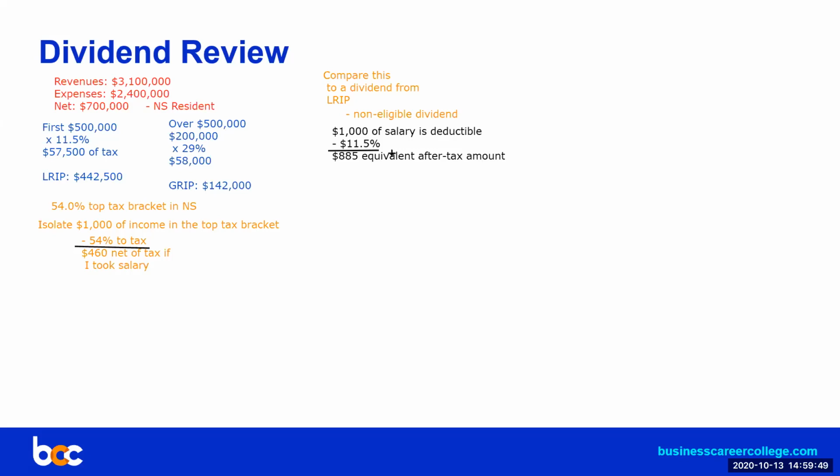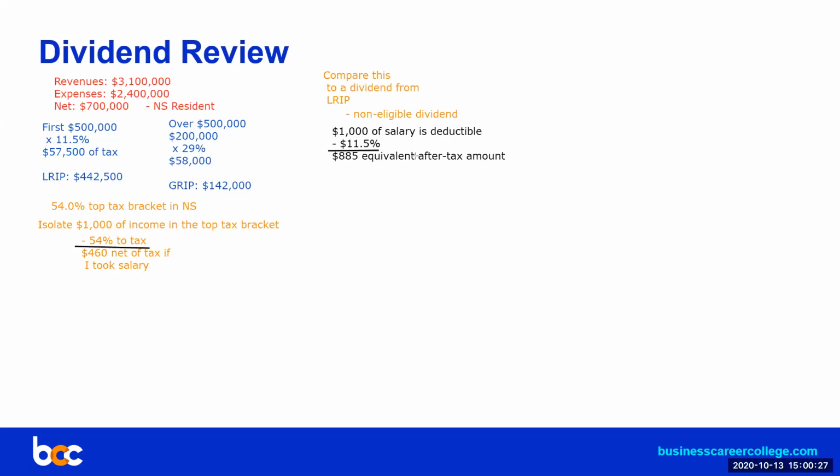Because the dividend is not paid as a deductible amount, whereas a salary is. Okay, Bonnie's with me here. Anybody else? So paying $1,000 of salary is the same net cost to the corporation as paying $885 of non-eligible dividends, Melanie, right? Those two amounts would be the same net effect to the corporation. So to get an apples to apples comparison, that's really what I have to compare. Okay, thanks, Carla, good stuff.